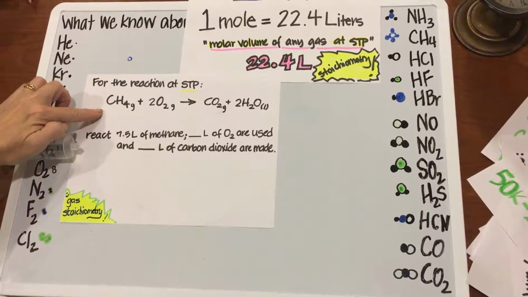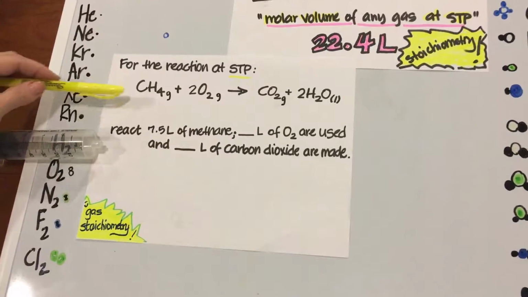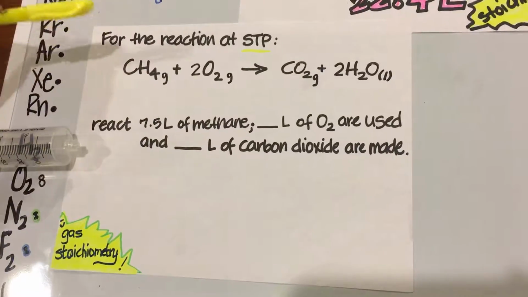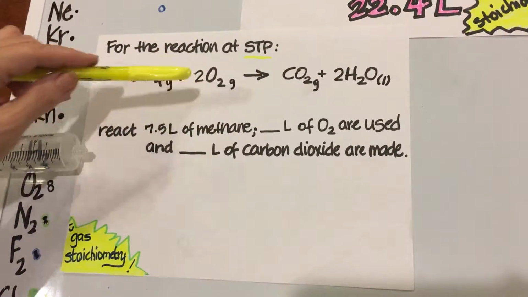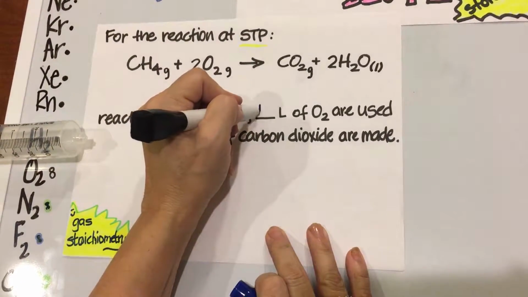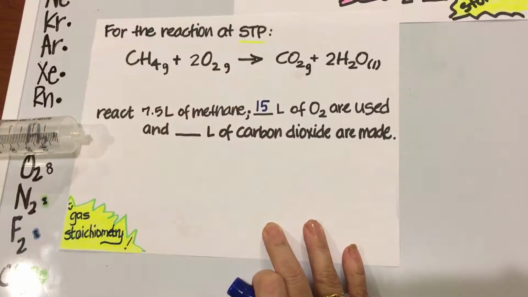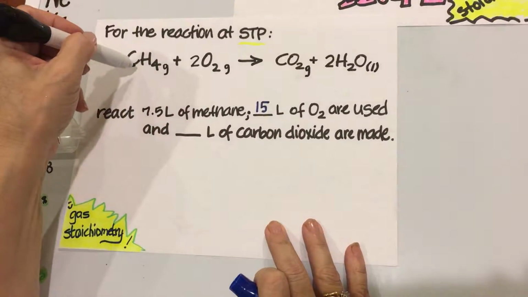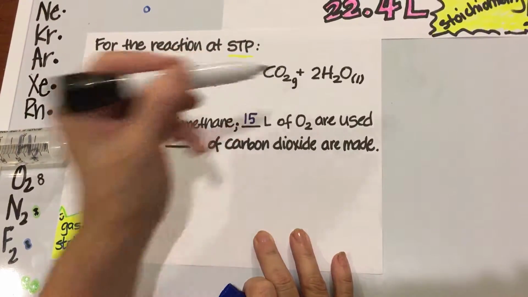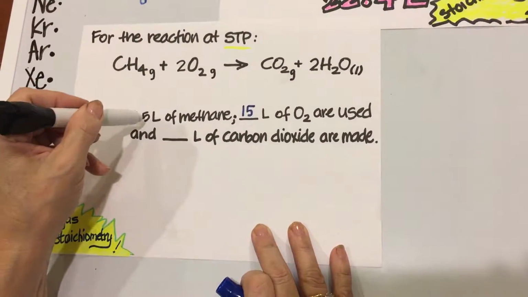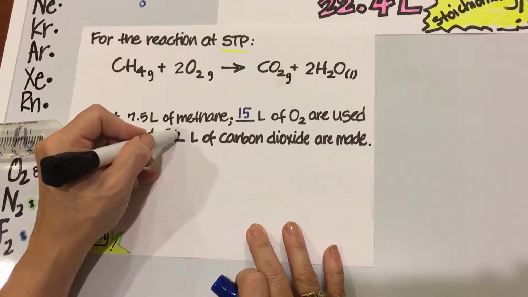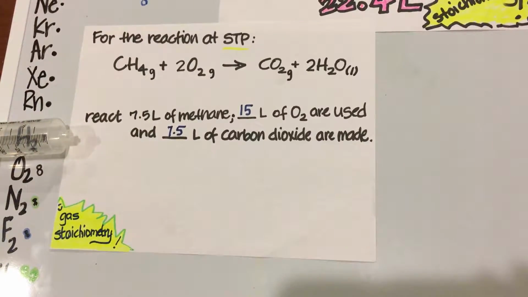So methane is here. In the balanced reaction, there's a 1, an implied 1 here. So for every 1 liter of methane, 2 liters of oxygen are used. So for every 7.5 liters of methane, 15 liters of oxygen are used up. 1 liter uses up 2 liters of oxygen to form 1 liter of CO2. So if 7.5 liters of methane are used up, 7.5 liters of carbon dioxide are made.